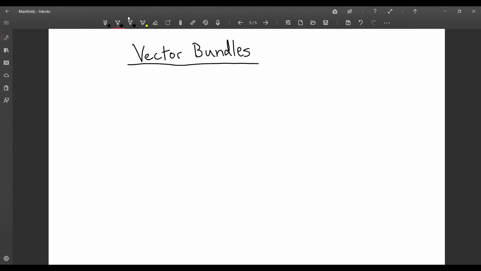So what we're considering today is vector bundles on a manifold. There are obviously different types of vector bundles, and the first thing we're going to be talking about is the tangent bundle.